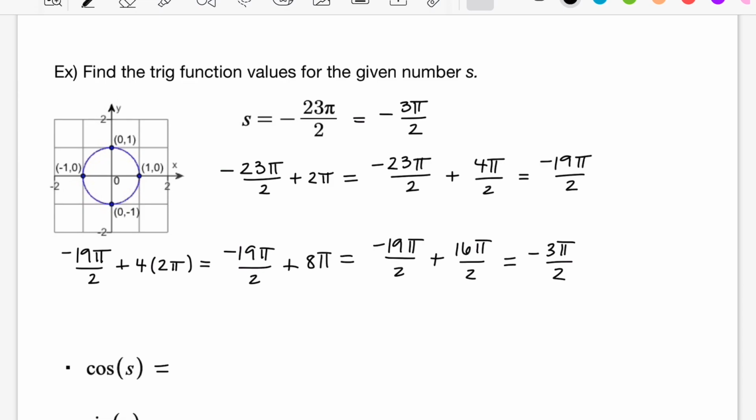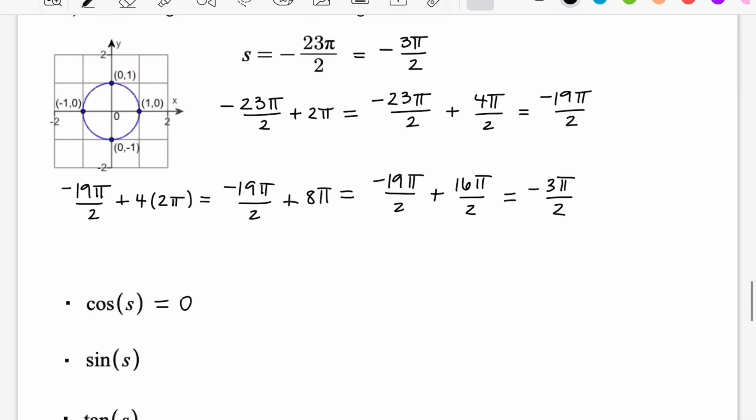So cosine of negative 3 pi over 2 in this case is going to be the x coordinate for this guy, so that'll be 0. Sine of negative 3 pi over 2 is going to be 1. And again, tangent of these guys is going to be undefined because we can't divide by 0.